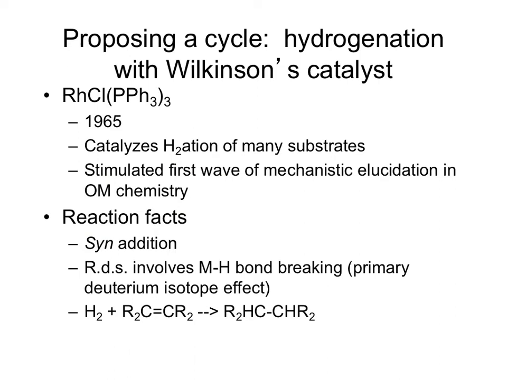So Wilkinson's catalyst is this catalyst here, rhodium chloride tris triphenylphosphine. So Wilkinson, after he was done discovering the true structure of ferrocene, then went on and worked on a lot of different areas of organometallic chemistry, and this catalyst is named in his honor. He was working on the hydrogenation in 1965. This catalyst catalyzes the hydrogenation of many different types of substrates.